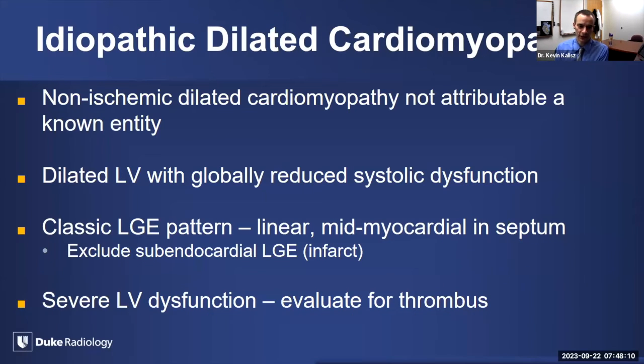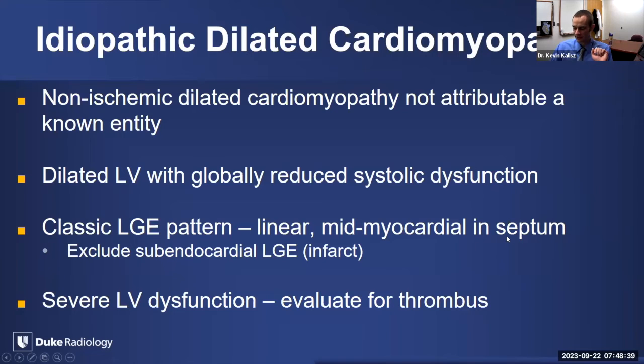So idiopathic dilated cardiomyopathy is kind of what it sounds like: non-ischemic dilated cardiomyopathy not attributable to a known entity. So it's kind of like a diagnosis of exclusion. Typically what we see, as the name suggests, is a dilated LV, and usually these patients have a pretty profoundly reduced systolic function in more of a global fashion. The classically described LGE pattern is what I showed here, linear mid-myocardial involvement of pretty much the septum.